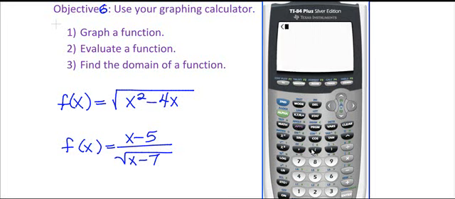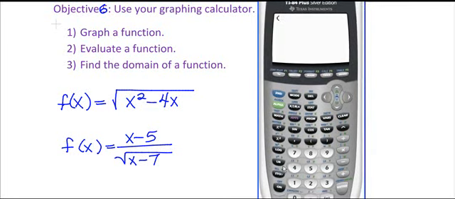If I wanted to evaluate this function for, let's say, 10, I could type in, just like I would if I was solving this by hand, 10 minus 5, close parentheses, divided by square root of 10 minus 7, and close parentheses, and I would also get the evaluation in that way.